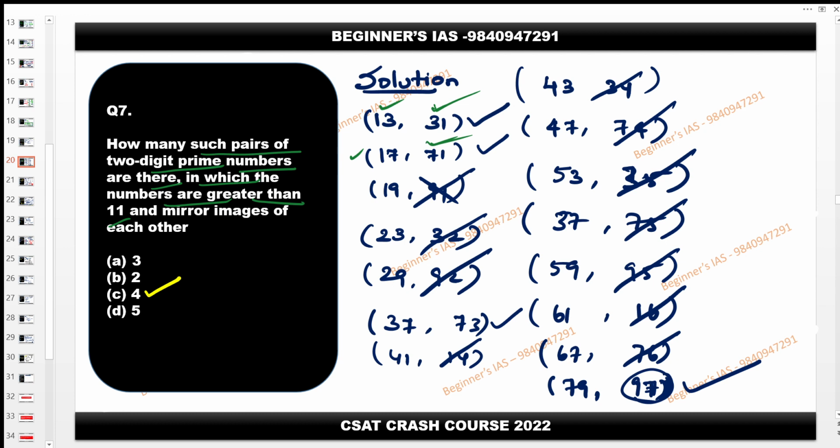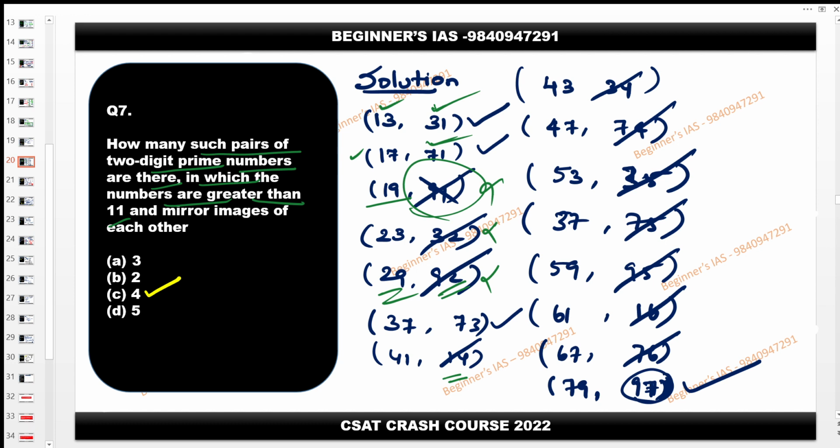How many such pairs of two-digit prime numbers are there? Now listen carefully. 19 is a prime number, but 91 is not a prime number. Therefore, we are avoiding this one. Then 23 is a prime number, 32 is not a prime number. We are avoiding that. 29 is a prime number, then 92 is not a prime number. We are avoiding that. 37 is a prime number, 73 is also a prime number. We are taking that. 41 is a prime number, but 14 is not a prime number. Therefore, we are eliminating that.